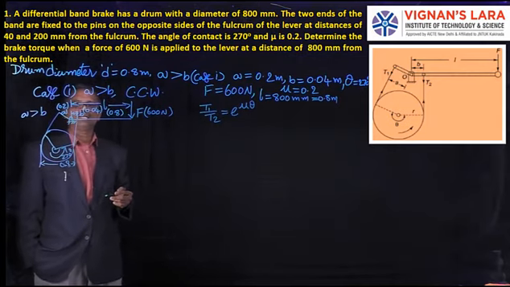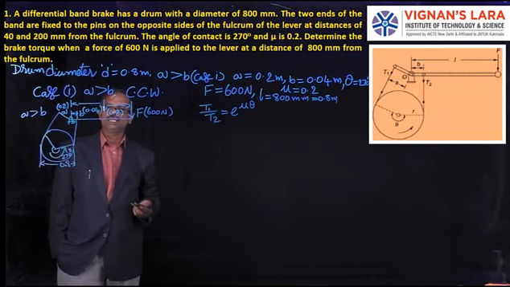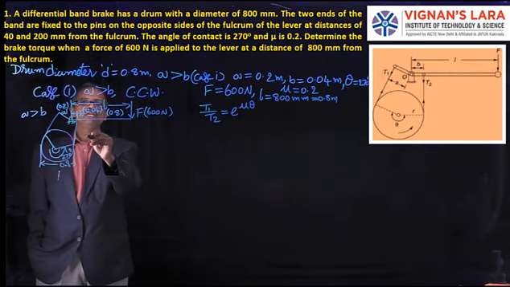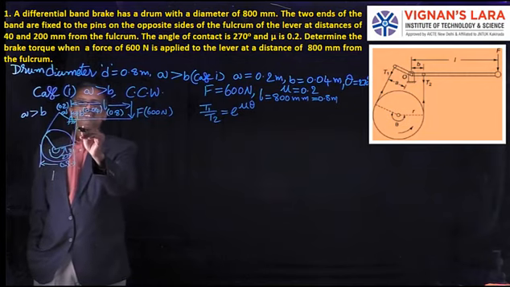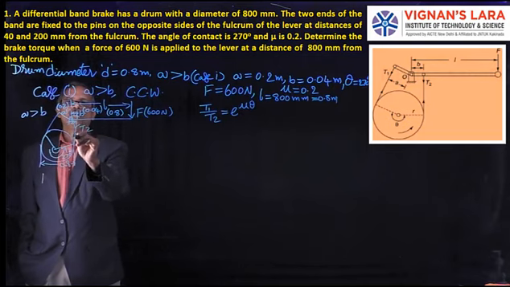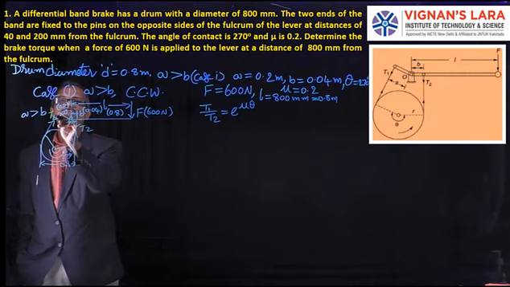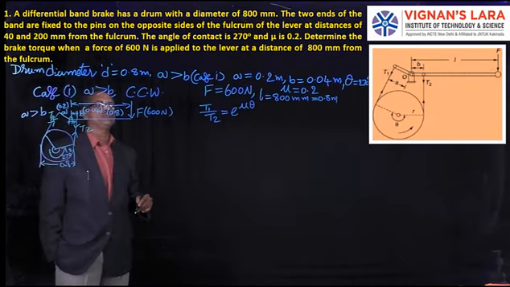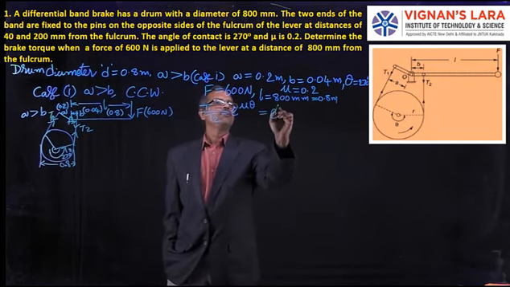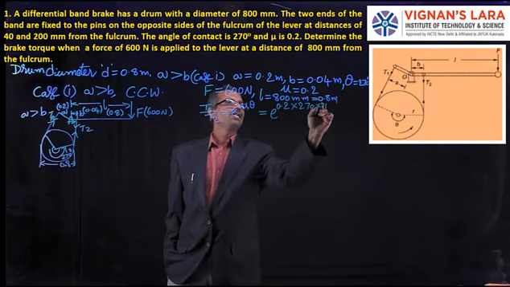As we described in the theory part, when it rotates counterclockwise, this is the leaving side and this is the reaching side. And we said the leaving side is T2 and the reaching side is T1. So this becomes T1 and this becomes T2. So T1 by T2 is equal to e power mu theta, e power 0.2 into theta, 270 into pi by 180.